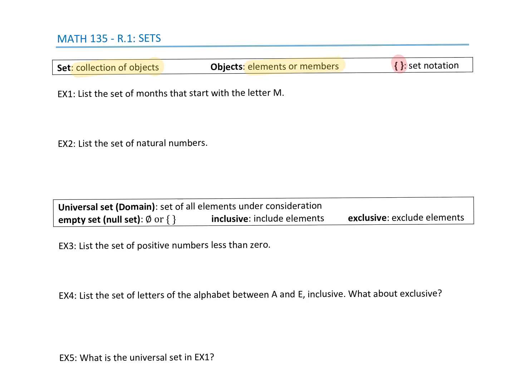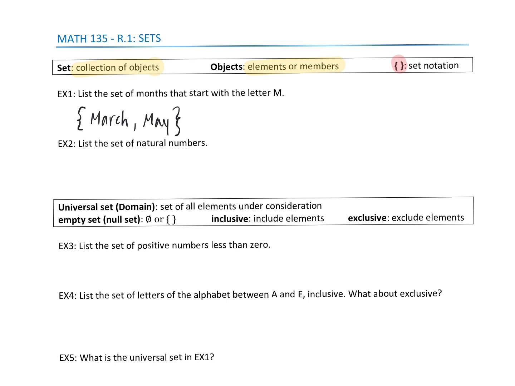Now, for example 1, list the set of months that start with the letter M. All right, let's think about it. So starting our set, let's just list off the months. We have January, that's a J. January, February, March. Okay, March is an M. January, February, March, April, May is the next one. June, July, August, September, October, November, and December. None of the rest of them start with an M, so these are the only months that start with M. And this is our set of the months that start with the letter M.